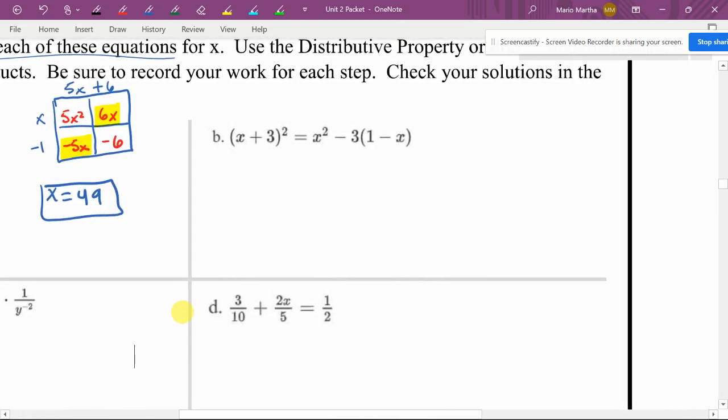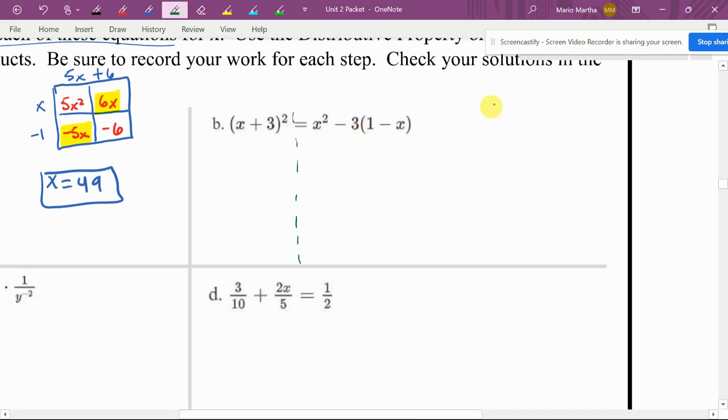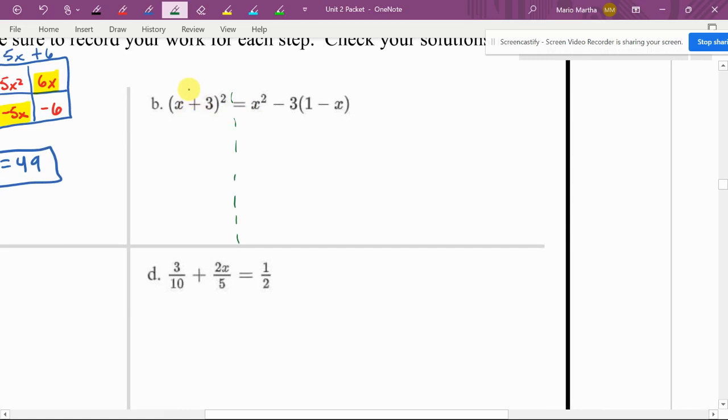And then on part B, again, you want to draw your line. So we have (x + 3)² = x² − 3(1 − x). On the left side, for sure, we have to use the box, because that means (x + 3)² is (x + 3) times (x + 3). So let's draw our box right here: x + 3, x + 3.